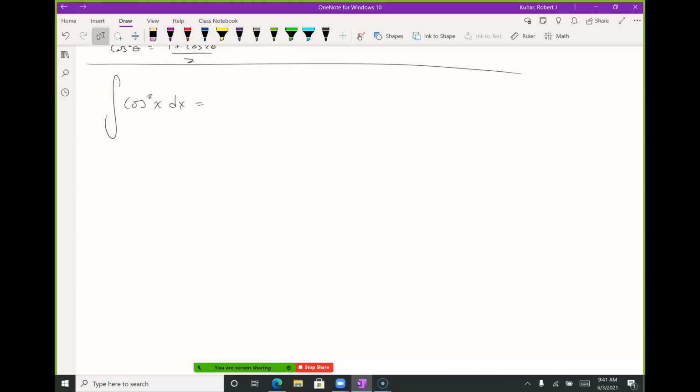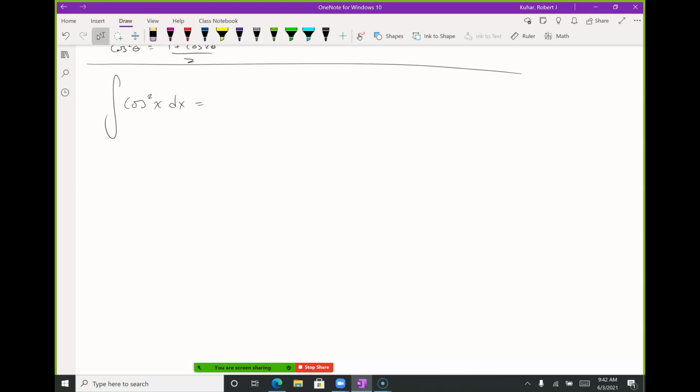We could separate it into two singletons. Beautiful, but it's a product, right? And we just learned that what will undo a product rule for us? Integration by parts, exactly. So we're going to do this one twice today. We're going to do it once by parts, and we're going to do it once with power reduction. Let's do power reduction first because it's easier.